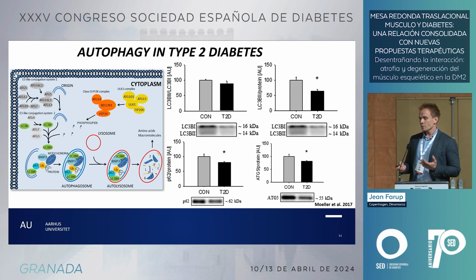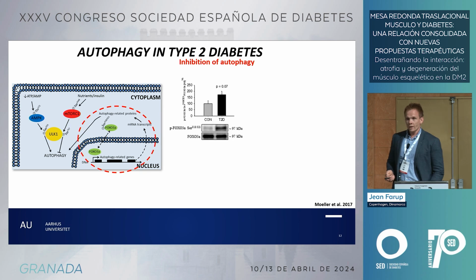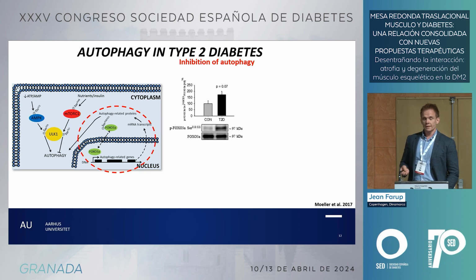Now, of course, I should mention that this is a difficult interpretation in the sense that we're looking at a flux, and if this was a cell model or an animal model, we would utilize a lysosomal inhibitor to prevent the lysosome from fusing with the autophagosome and thereby actually determine if we had changes in flux. And this is, of course, difficult to do in humans. But we have other indicators that autophagy is indeed inhibited.